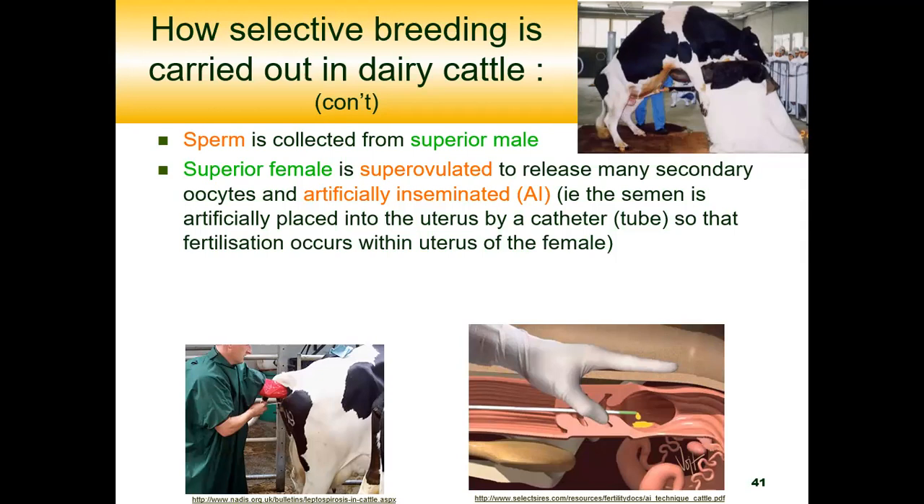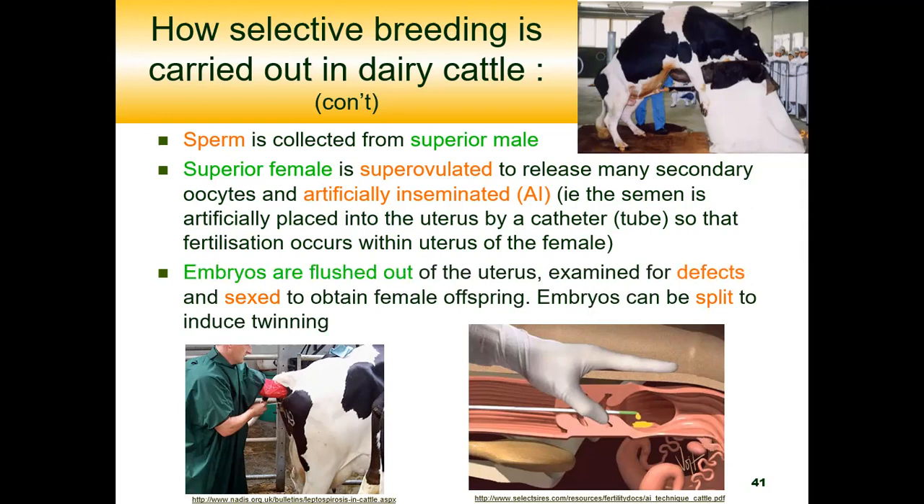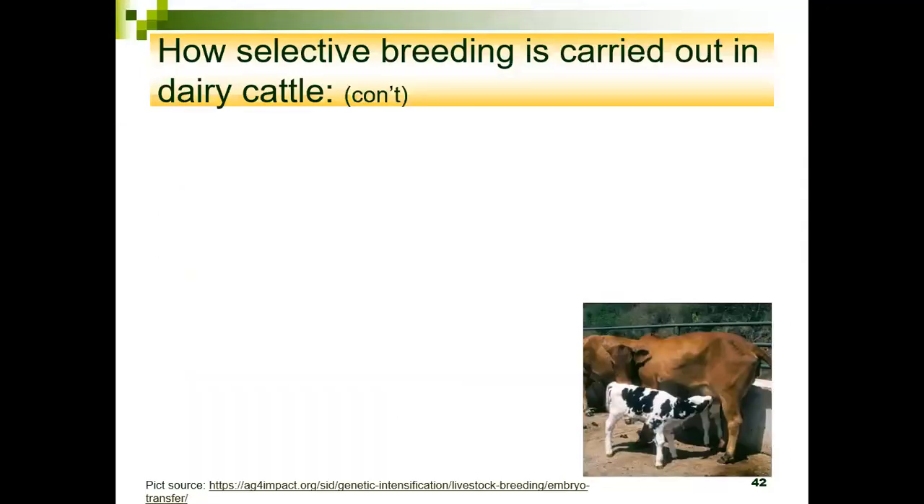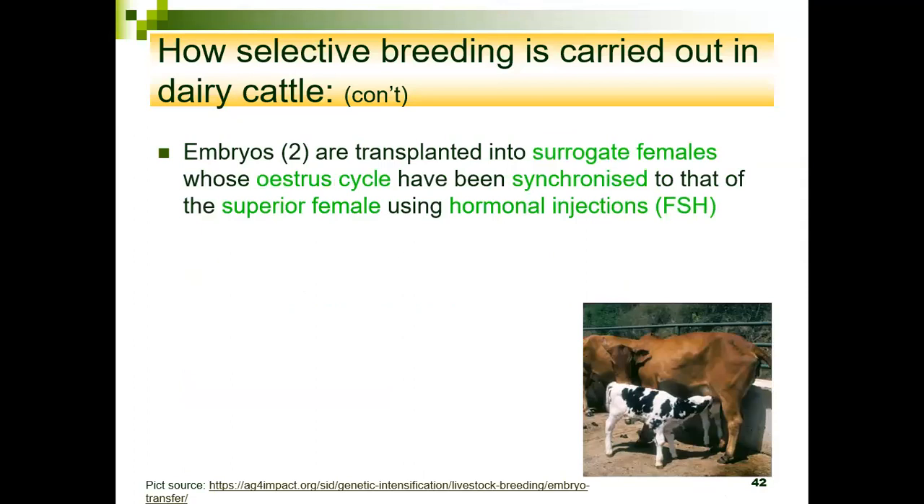Okay. So after that, hopefully fertilization will happen. And after that, they flush out the embryo. Okay. So embryos are flushed out already, and they will be examined for defects, like genetic screening, for example. All right. And it can be sexed as well, to obtain female offspring. So they can choose only the embryo that will grow into a cow, the female. Okay. So an embryo can also be split to induce twinning. Okay, so you can get twins. From one embryo you can get 2 cows.